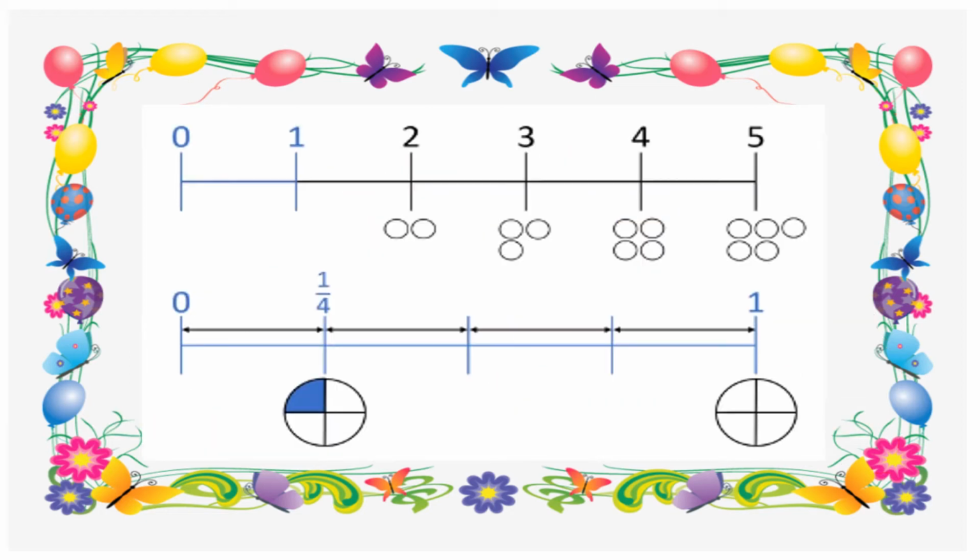We can also use a number line to represent our fractions. For example, we have a number line here labeled from 0 to 5. As we make progress, you can see the counters increase in number. So we have 1, 2, 3, 4, and then 5. Now, if we bring the 1 closer together, from 0 to 1, you can see that we are able to divide this number line from 0 to 1 into 4 equal parts.